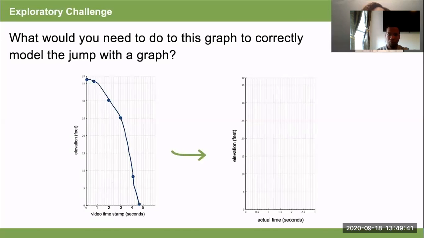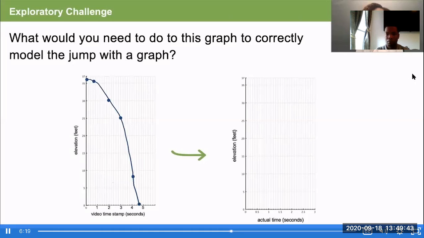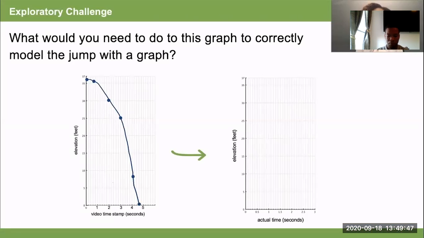This time, we will use a similar graph, but we know that the length of time that it actually took the jumper to fall was only 1.5 seconds. So as we begin to make a graphical representation of the jumper's fall, we see that it will look similar to this.